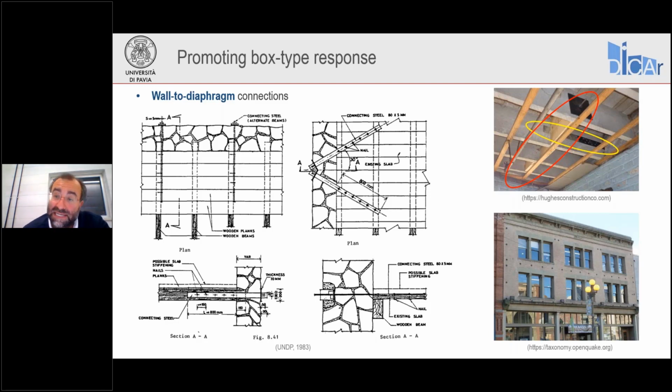So by doing this, we can tie our diaphragm in the two directions, and we can provide this type of connection at a convenient distance, which in one direction is usually dictated by the spacing of the joists. In the other direction, this can be freely selected by the engineer.